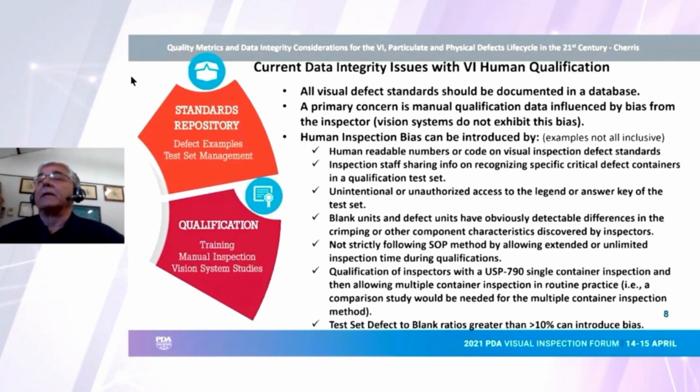Not strictly following SOP by allowing extended or unlimited inspection time during qualifications. Qualifications of inspectors with USP 790 single container inspection, and then allowing multiple container inspection to occur in routine practice. Obviously, a comparison study would be needed for the multiple container inspection method. Also, test set defect to blank ratios greater than 10% can introduce some form of bias.